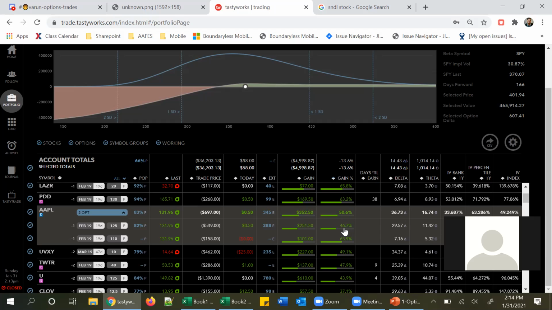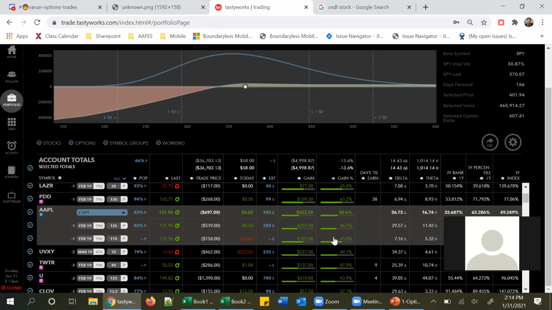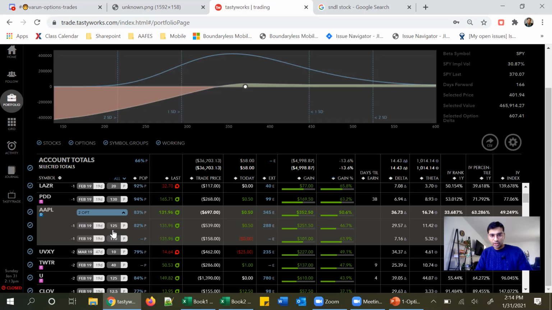So if you would have closed your order on Wednesday, you would have gained 80%. Yeah. But now it went down, but still it is in green, and it will become 100% on Feb 19th if it remains above 125. Okay, above 119, not 125. Above 125, then only.